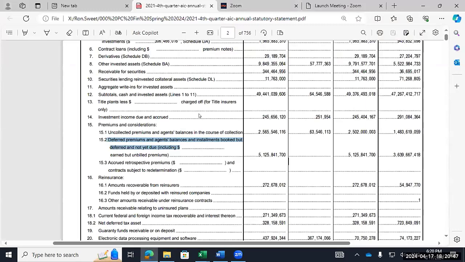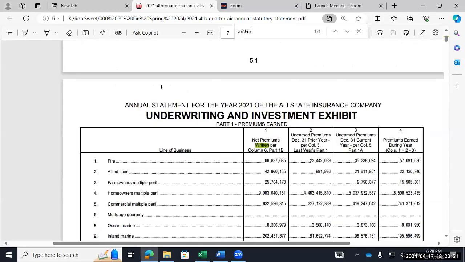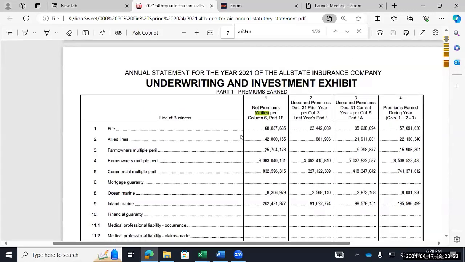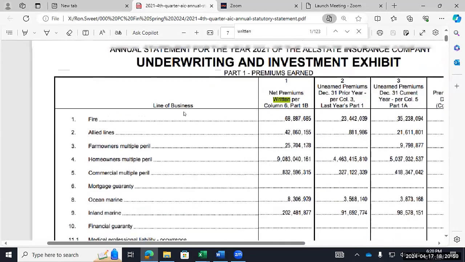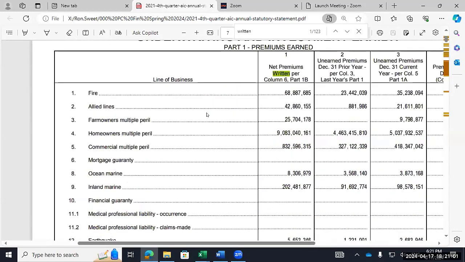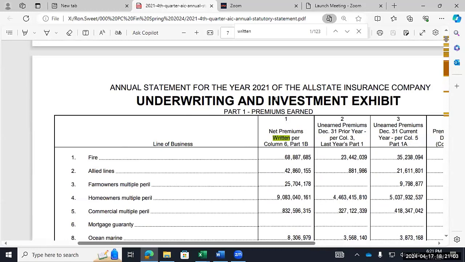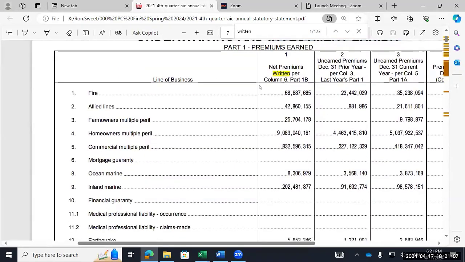And so when you're looking at financial statements, let's look at this formula here. This is the underwriting investment exhibit. I don't know why it says investment exhibit. This is underwriting. So this is net premiums. We'll have to talk about that. Anybody want to guess what net premiums mean?